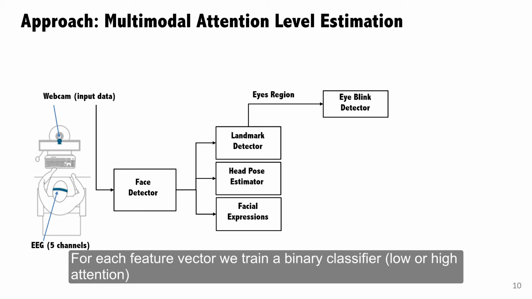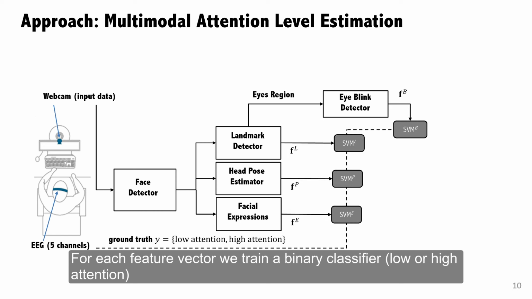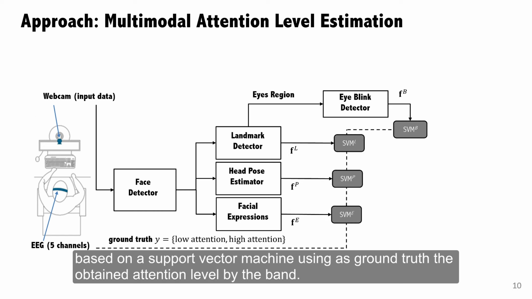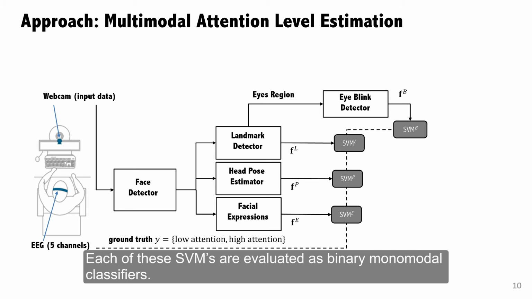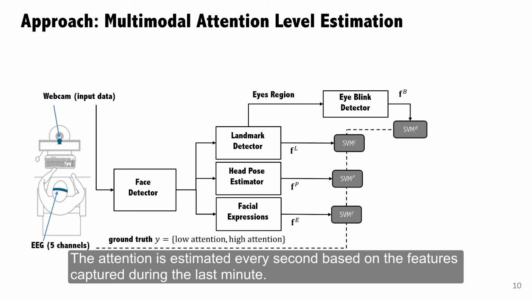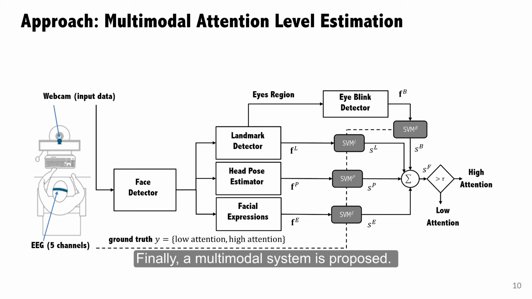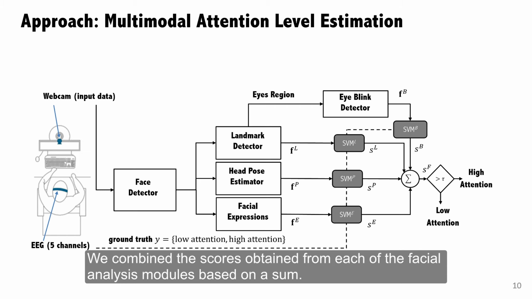For each feature vector we train a binary classifier, low or high attention, based on a support vector machine using as ground truth the attention level obtained by the band. Each of these SVMs is evaluated as a binary monomodal classifier. The attention is estimated every second based on the features captured during the last minute. Finally, a multimodal system is proposed. We combine the scores obtained from each of the facial analysis modules based on a sum.